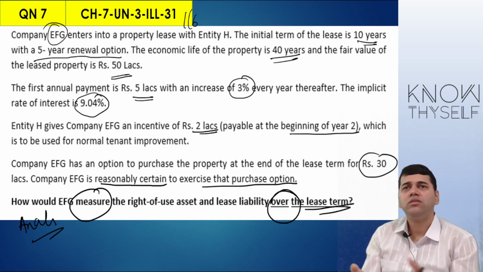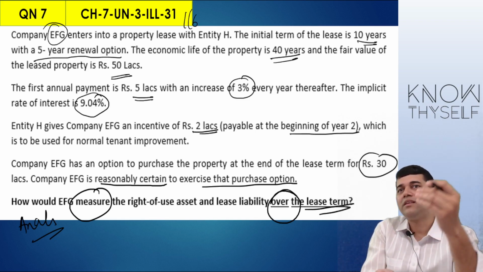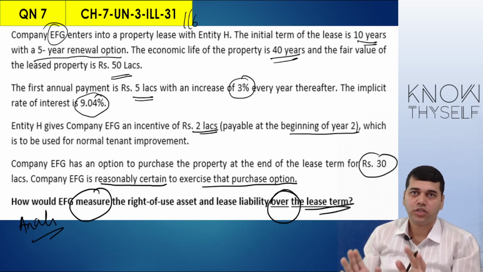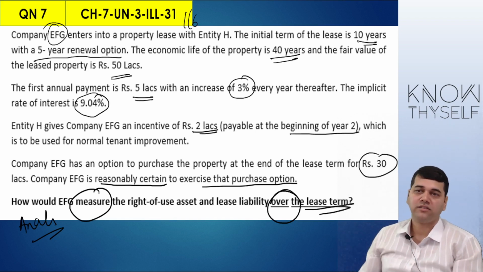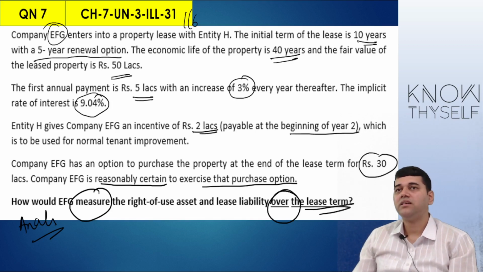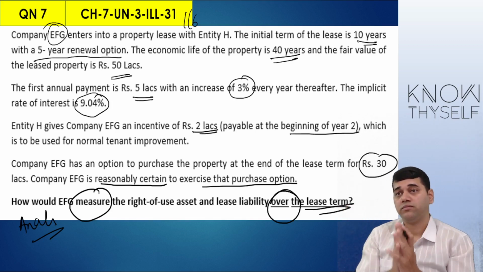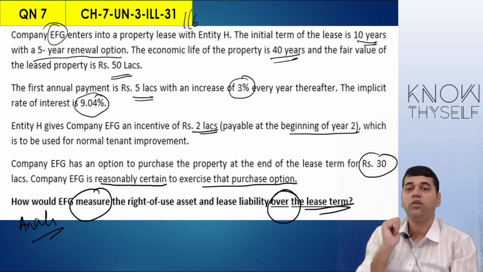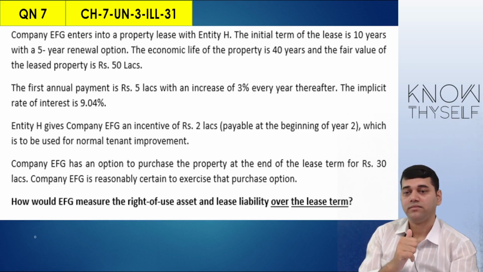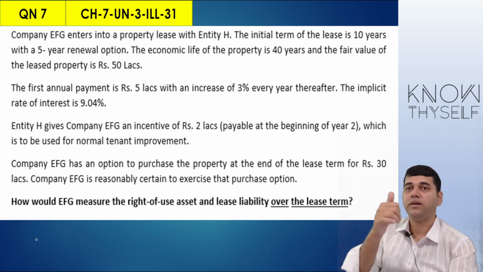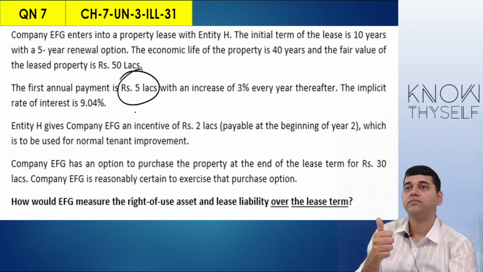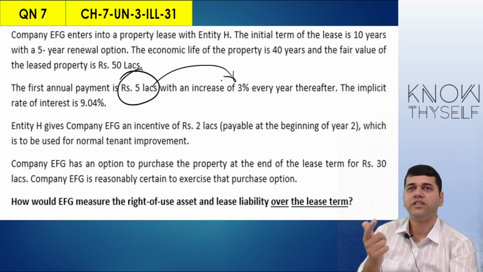Otherwise, what they have asked you is to calculate the values of lease liability and ROU asset at the end of every year. The question is simple. Now you have to answer me, first of all, what is my starting point in any question? Lease liability. What is my lease liability here? 5 lakhs, the fixed component, then 3% every year. Obviously, this 5 lakh is going to change with the 3% every year.